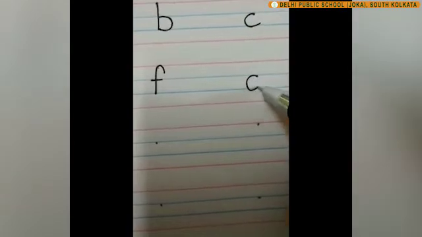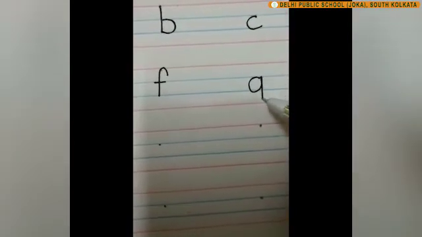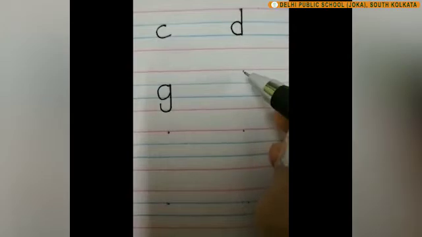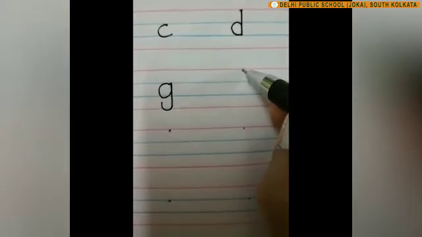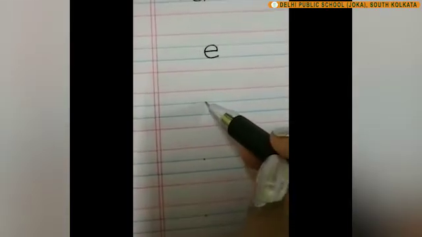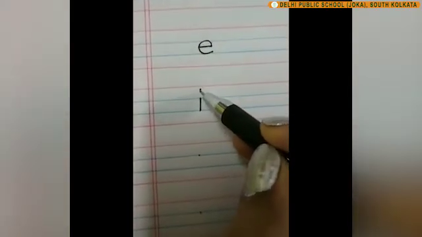Then comes G. Within the blue line, make a circle like this and a standing line down, take a curve, G. Then comes H. A standing line from the red till the blue and a jump, H. Then comes I. A short standing line down and a dot at the top to form I.